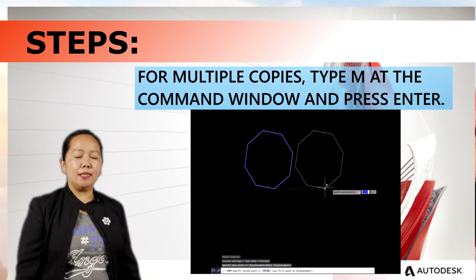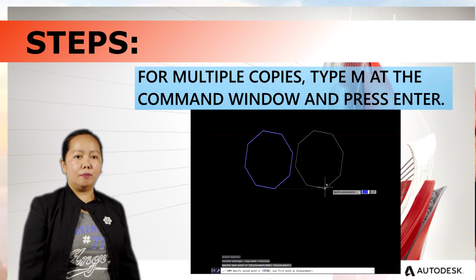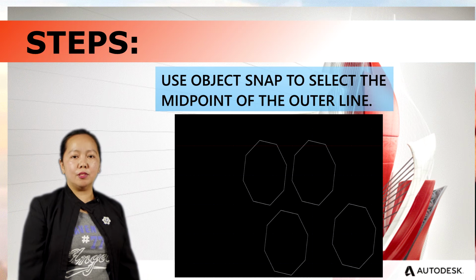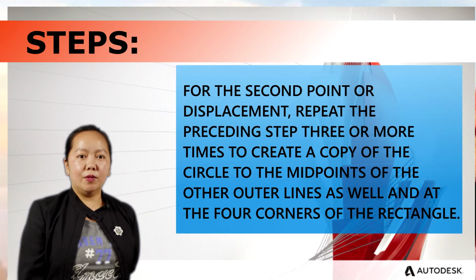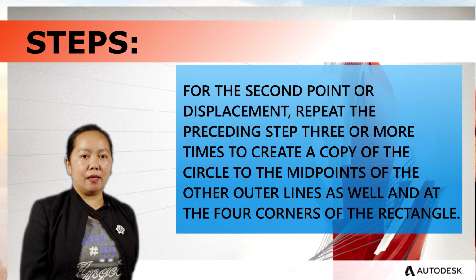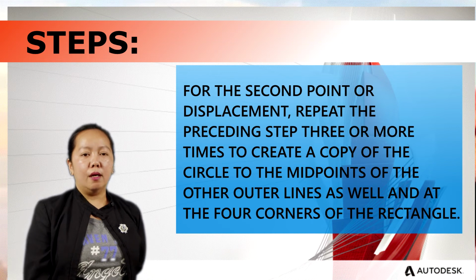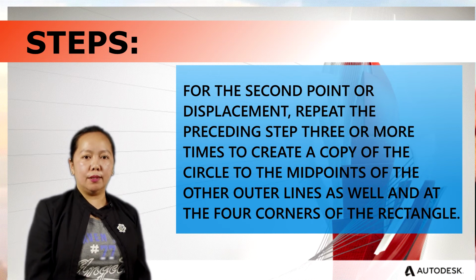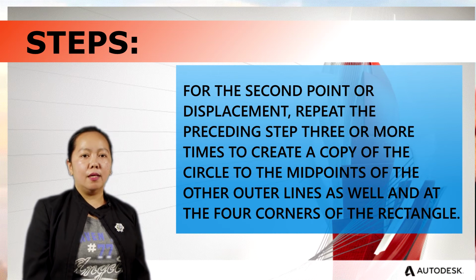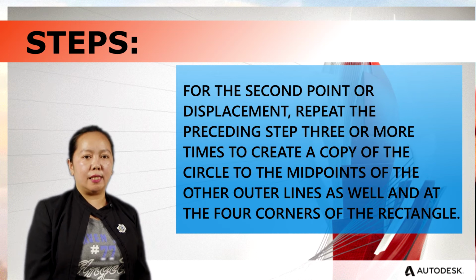For multiple copies, type M at the command window and press enter. Use object snap to select the midpoint of the outer line. For the second point or displacement, repeat the preceding step 3 or more times to create a copy of the circle to the midpoints of the other outer lines as well and at the 4 corners of the rectangle.